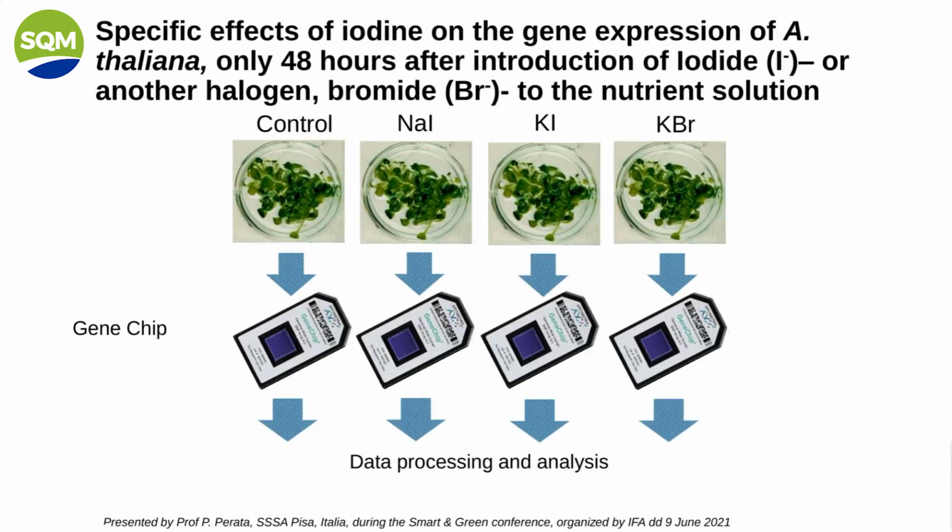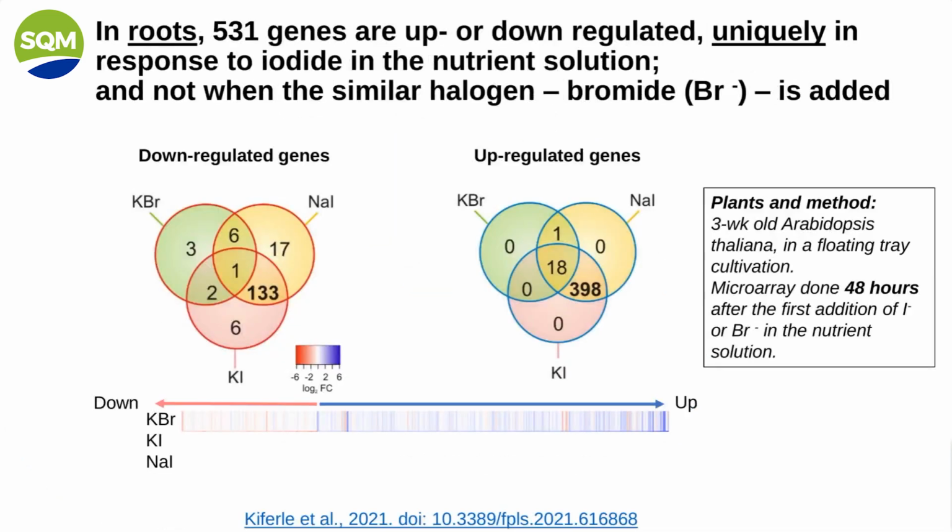We included bromide in this comparison because bromide is a sister species to iodine. They have very similar chemical properties. So we raised the question if the plant would recognize bromide as it recognizes iodine. Well, the answer is no. We found a clear evidence of gene expression. This picture shows gene expression in the roots. And it was unique for the presence of iodine.